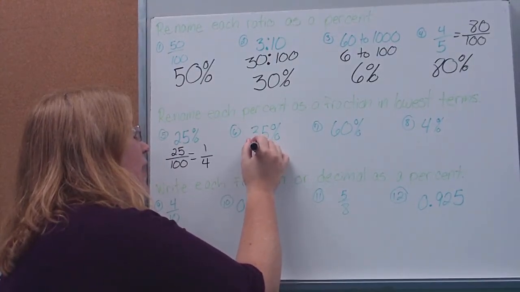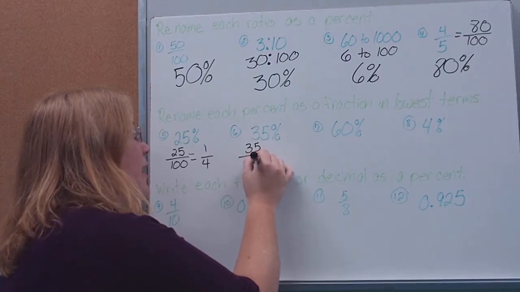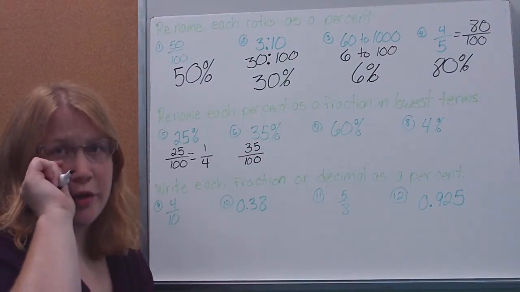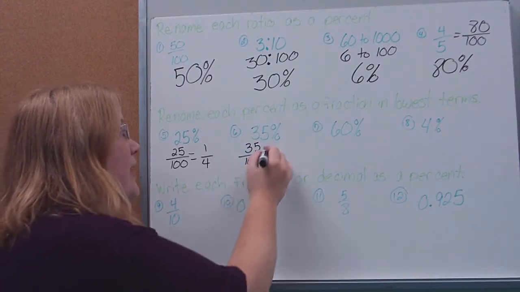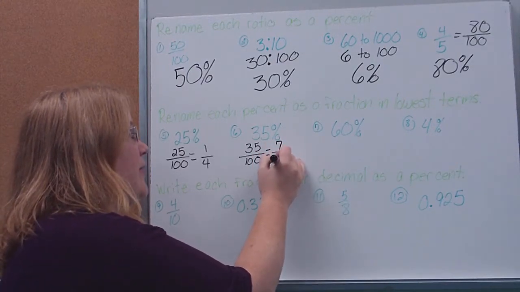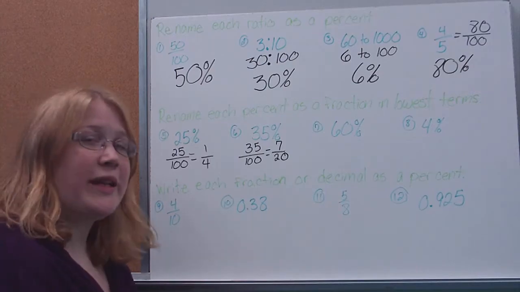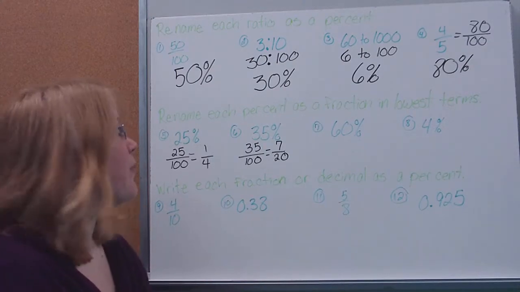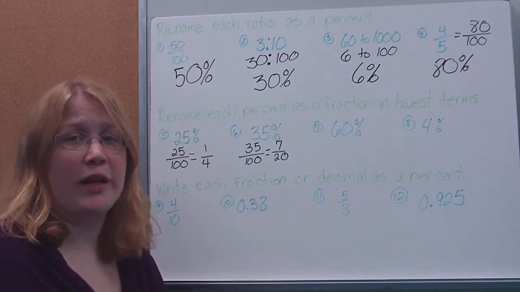So again, I'm starting out. I have 35%. So I'm taking my 35, I'm writing it over 100. Now again, this is not in lowest terms. These are both divisible by 5. 5 goes into 35 7 times, and it goes into 100 20 times. So in simplest form, 35% would be 7/20.